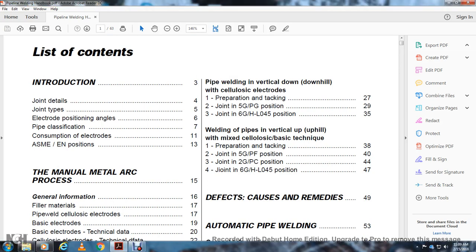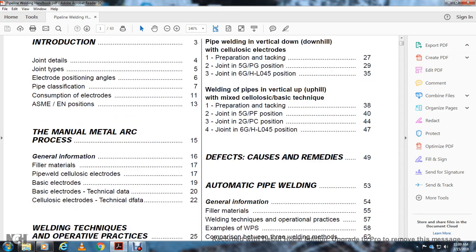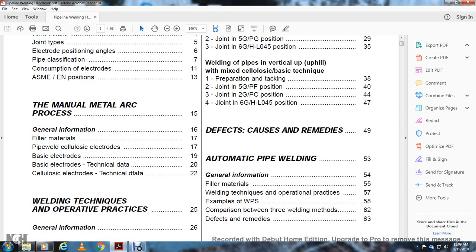cellulosic electrodes, preparation and tacking, joint in 5G PG positions, joint in 6G H-L045 positions, welding pipe vertical uphill with mixed cellulosic basic technique, preparation and tacking, joint in FG positions, joint in 2G PC positions, joint in 6G H-L045 position, defects caused and remedy, automatic pipe welding, general information, filler metals, welder techniques, practices, example of WPS, comparisons between three welding methods, defects and remedies.